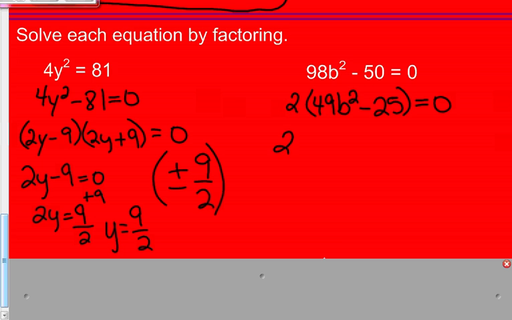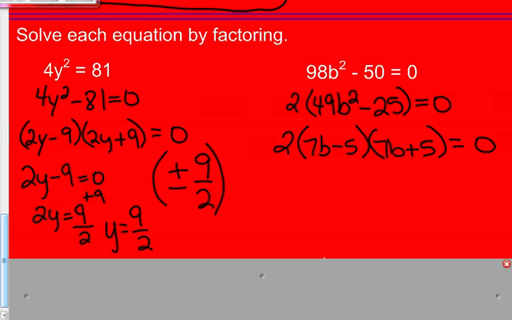This is a difference of squares. So we're going to break that apart. And we will have 7b minus 5 and 7b plus 5. Now we're going to take one of these, set it equal to 0, and find our answer.